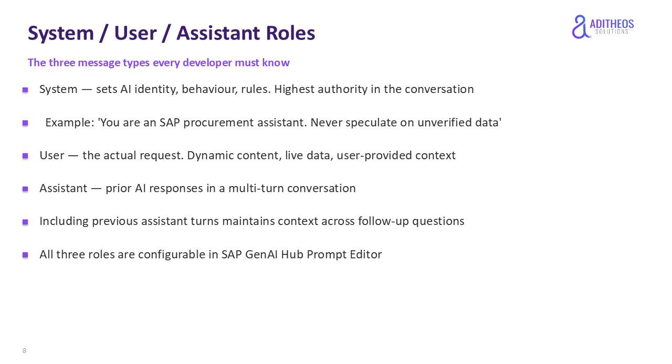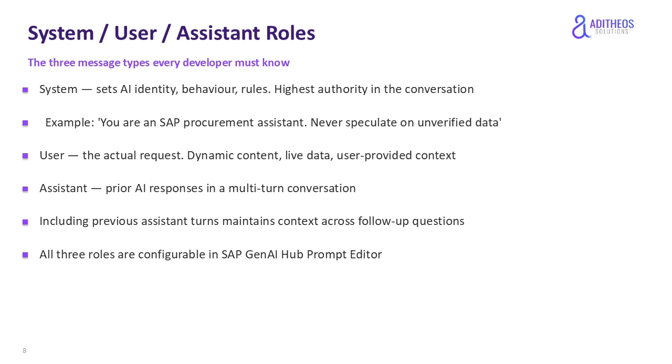Modern LLM APIs, including SAP's Generative AI Hub, organize prompts using three distinct roles. This structure is foundational to building any multi-turn AI application. The system role sets the identity, behavior, and boundaries of the AI. It answers, who are you? How should you behave? What rules must you follow? The system prompt carries the highest authority in the conversation.